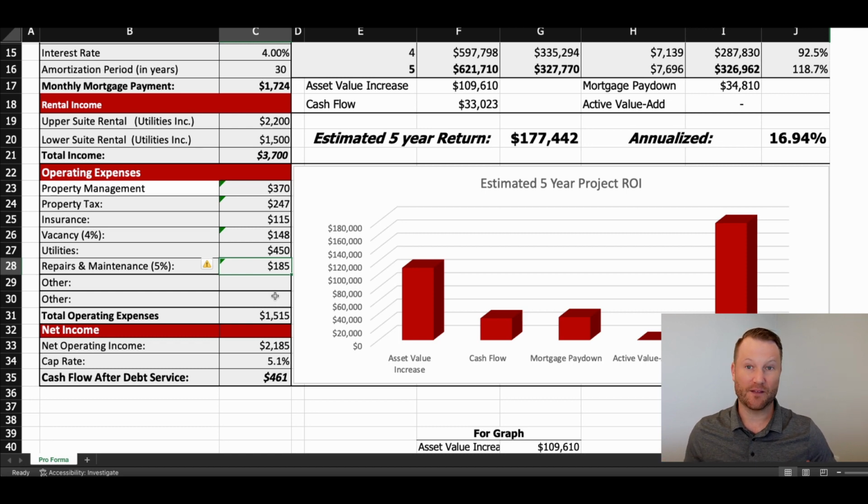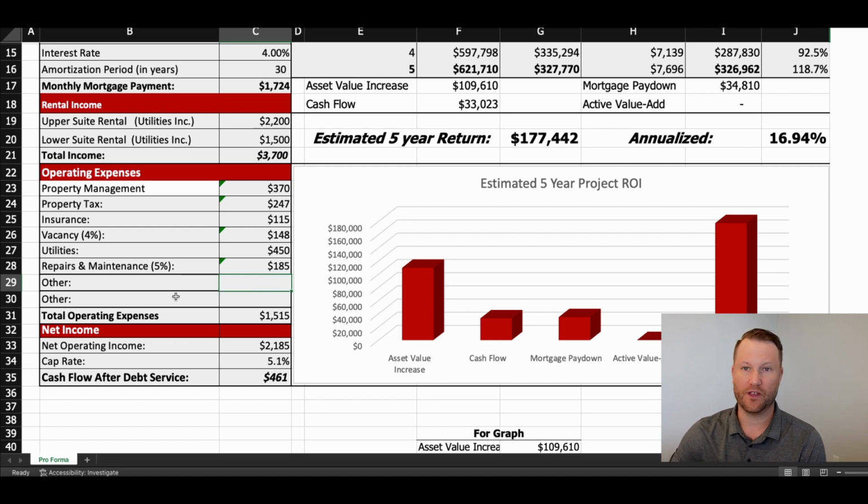Now, if you're buying something that's got tenants in place and you're not putting any work in, this repairs and maintenance budget may be much higher than that. Okay, you may need to go up to 8% or more, depending on how hard a life the property that you're considering has lived. And then you can put in other variables in here if you want to.